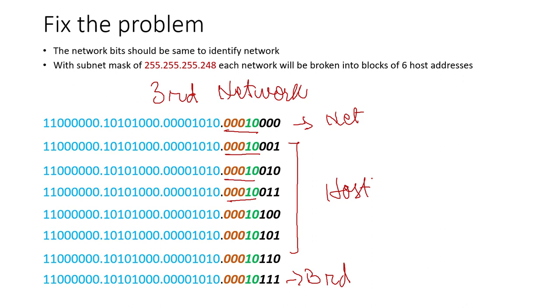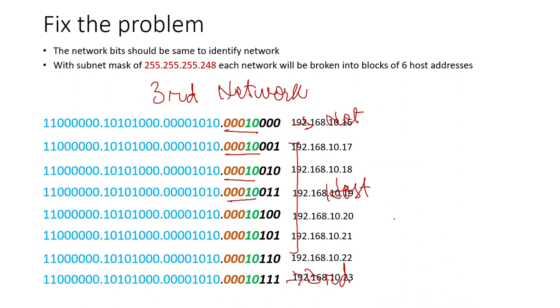Now to fix the problem, we have to fix the binary configuration of our network, and these are the ranges. Let me clean this up. Now we have the first network starting from 16. The IP is 16. It will go up to 23. And for the next network, the first will be 24.